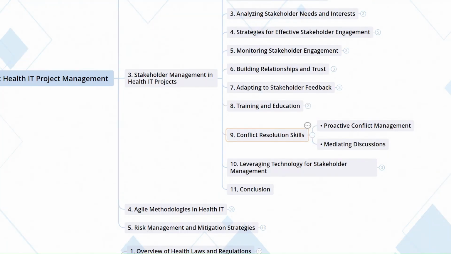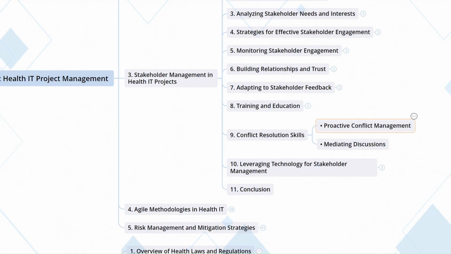Next, conflict resolution skills. Conflicts among stakeholders can arise due to differing priorities, perceptions, or misunderstandings. Developing conflict resolution skills is essential for proactive conflict management and mediating discussions.